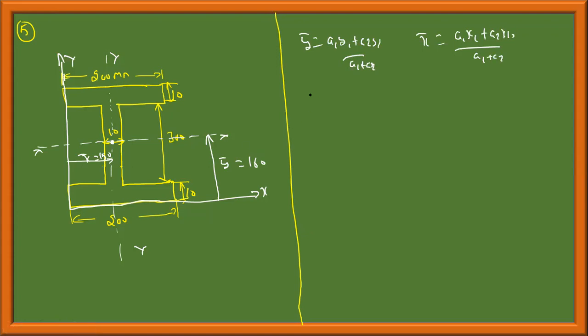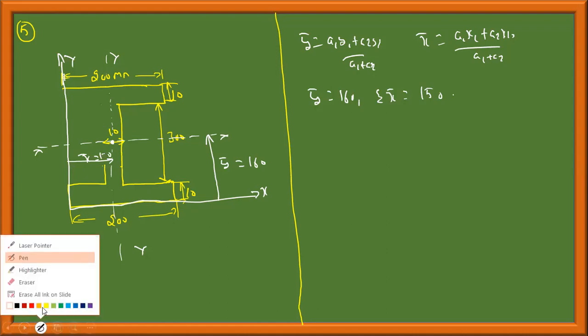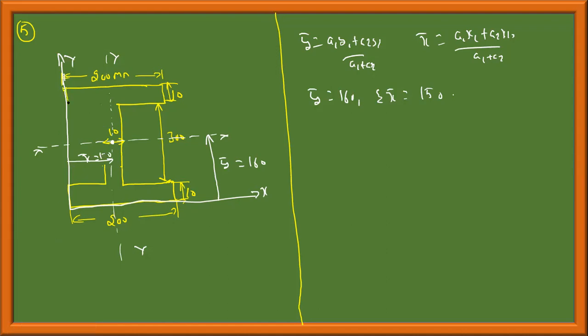But due to symmetry, I can write y bar equal to 160 and x bar equal to 150. Okay. Yes, x bar is 100. Correct, x bar is 100, as your friend said. X bar is 100. Okay.